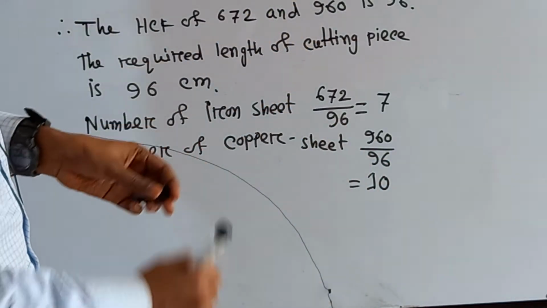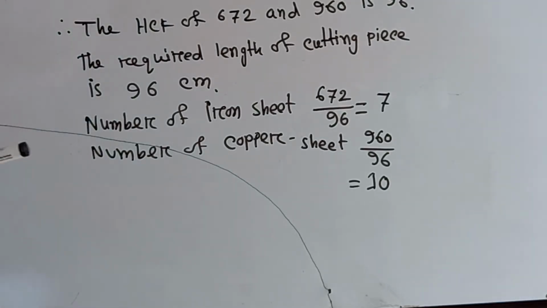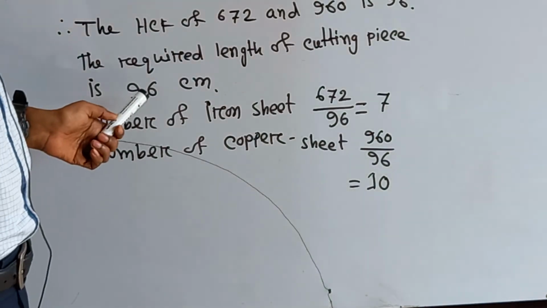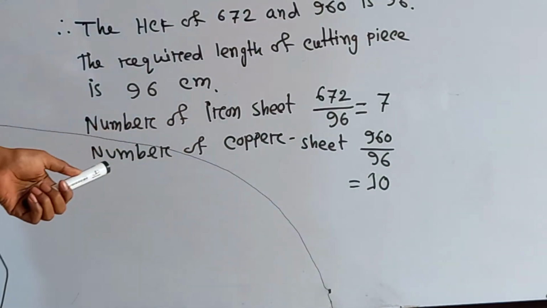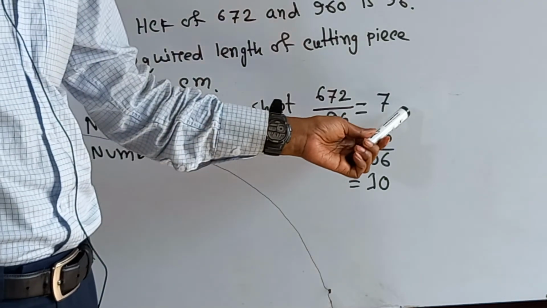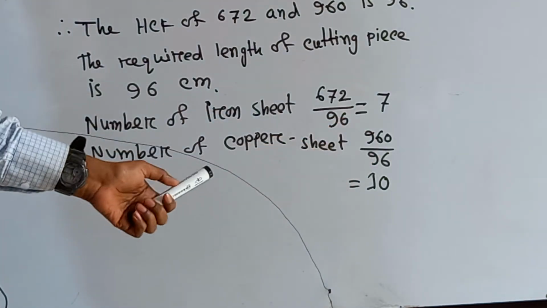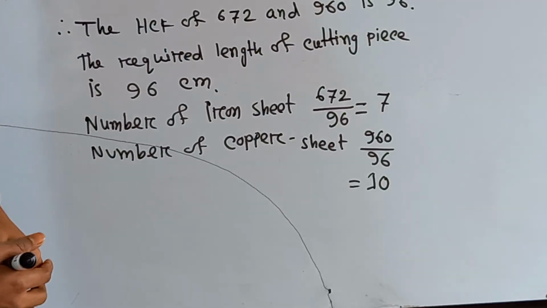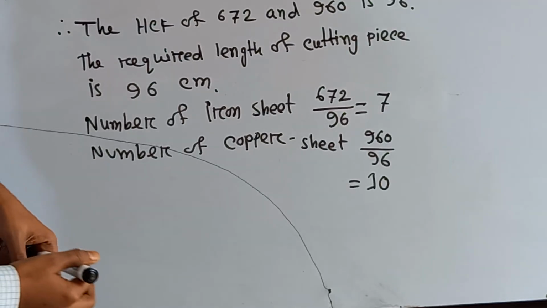Okay, student. Now we have got the two answers. The required length of the cutting pieces is 96 centimeter, the number of iron sheet pieces is 7, and the number of copper sheet pieces is 10. Okay, I hope you understood.